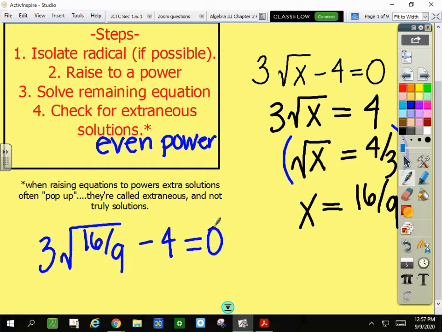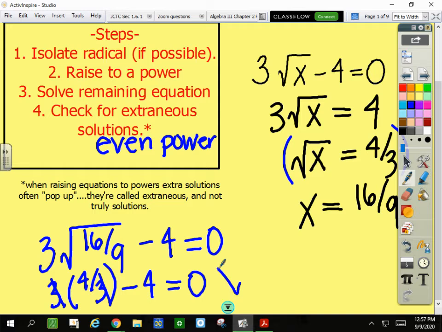But if we were to plug the solution in, the square root of 16/9 is 4/3. The 3's would cancel out, and we would have 4 minus 4, which equals 0, so that's okay. So that's our checking for extraneous. You can do that in your head, you can use a calculator, but as long as it fits the original equation, it's good to go.